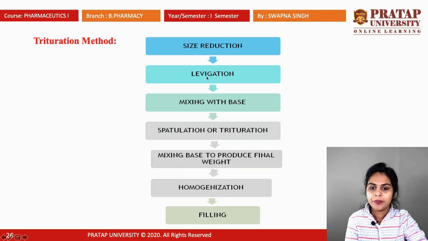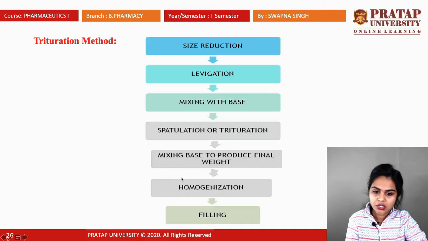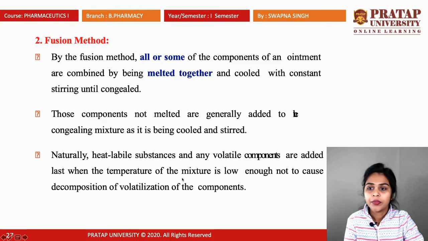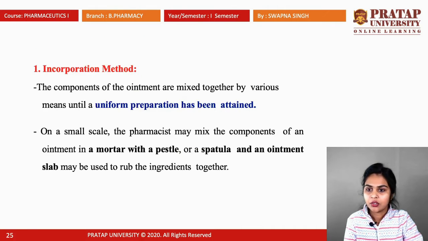For all the ingredients. Next one is levigation. Third step is mixing with base. We can use various bases. In the last lecture we have already discussed solid bases. So after size reduction and levigation, all ingredients are mixed with bases. After that, the trituration process takes place in the mortar and pestle, and after mixing, base is added to produce the final weight. After that the next step is homogenization, and at last filling. So this is about the incorporation method.